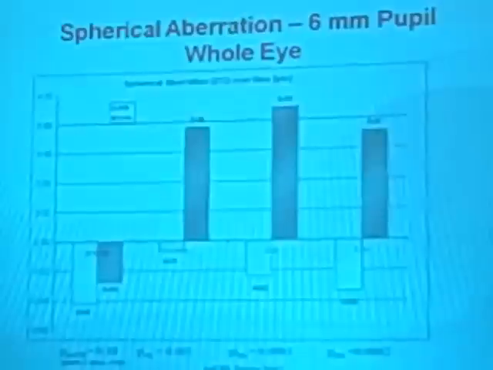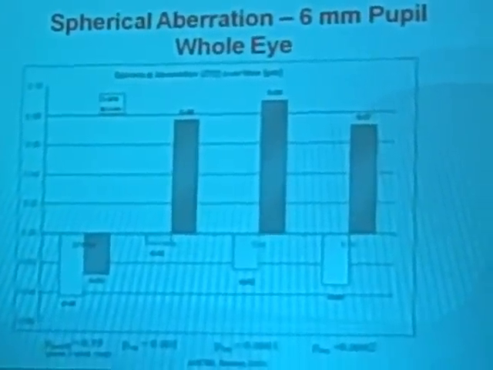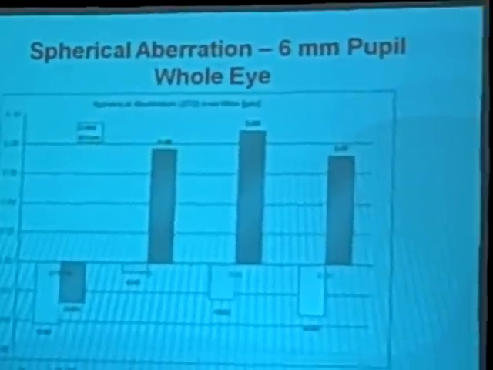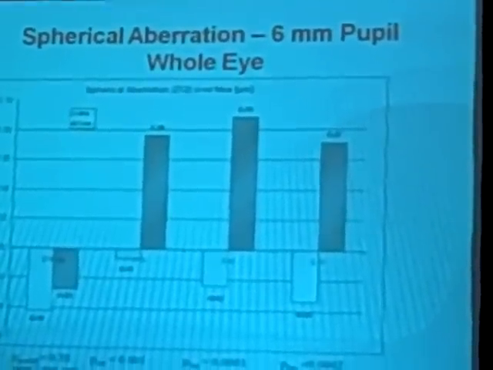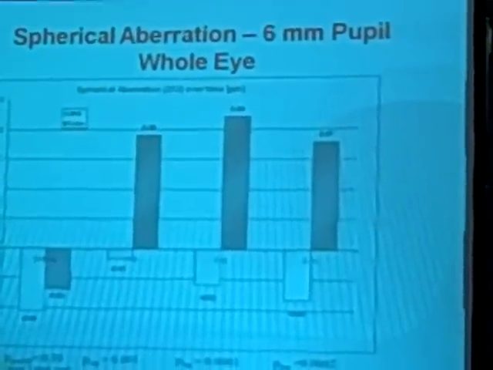If we look at the corrected vision, OPA is a little bit better, but they both come down just fine. No difference in contrast sensitivity. I'm going to skip this. Here's the crux. With the standard, we induced a lot of spherical aberration. These bars go up.